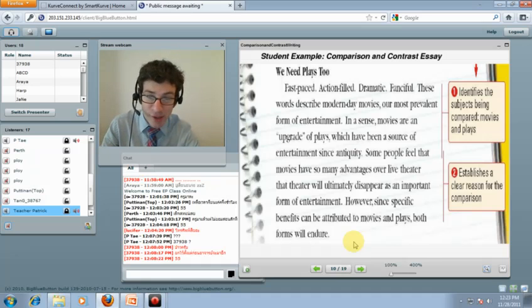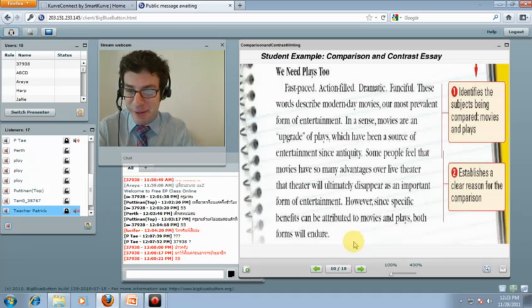Let's work through this. First off, and a little aside, the beginning, fast-paced, action-filled, dramatic, fanciful. Don't start your papers like that. It makes you sound silly. So, choose something different. For example, just cut that out and talk about modern day movies being the most common form of entertainment. Those one-word sentences sound silly. Okay, back to what we were talking about before.